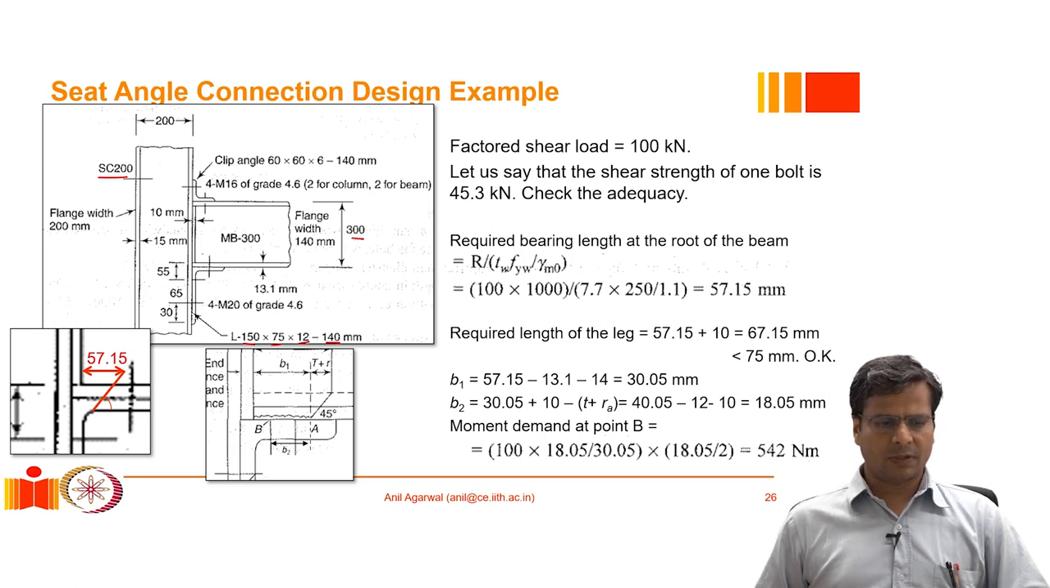Now we will start with looking at the design for the crippling failure in the beam web. So let me zoom into this area here. Where should we worry about a crippling failure? This is the angle, what you see here. This is the horizontal leg of this angle. This is where the beam starts.